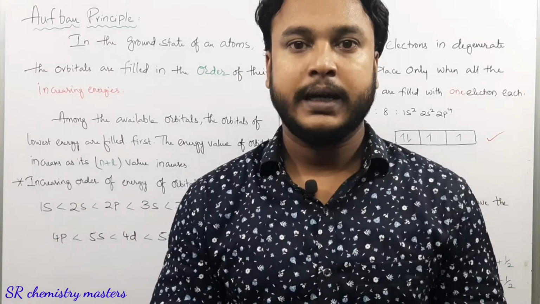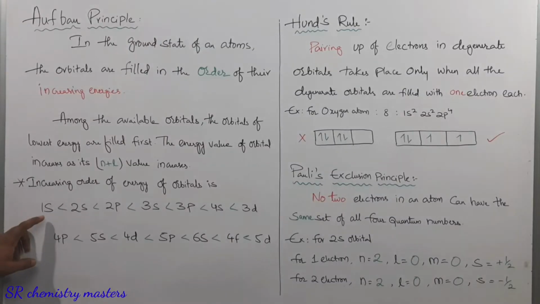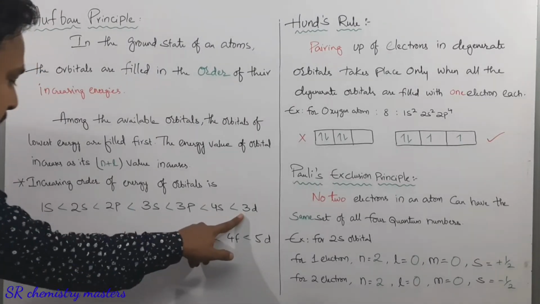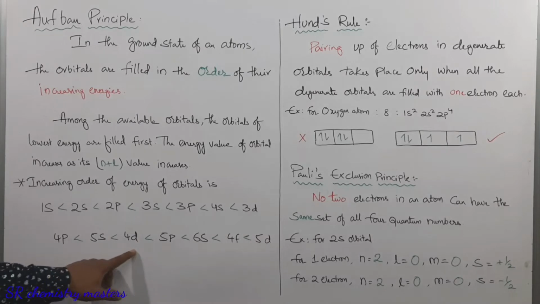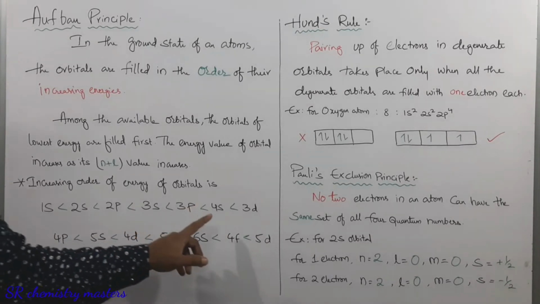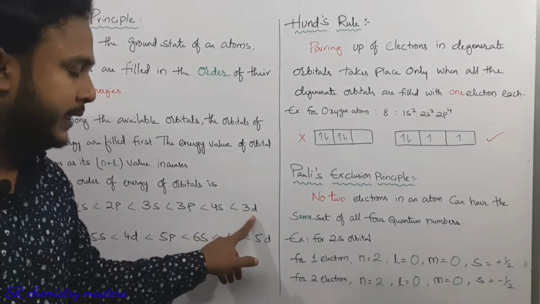Here on the board, we have the increasing order of energies of orbitals. The order for filling of the electrons inside the orbitals of an atom is 1s, 2s, 2p, 3s, 3p, 4s, 3d, 4p, 5s, 4d, 5p, and so on. If you see here, 4s has lower energy when compared to that of 3d.